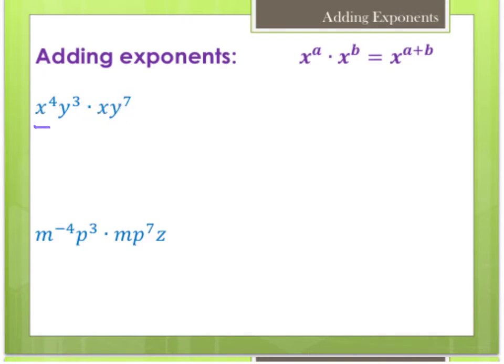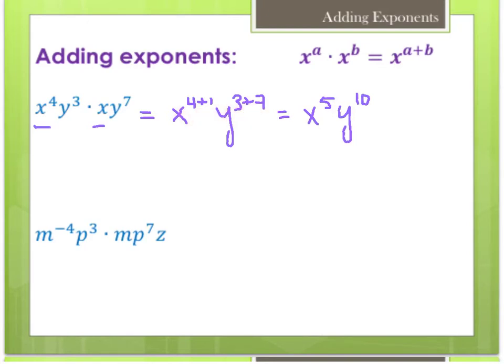So my like terms here are these guys. So that's going to be x to the 4th. The power on this guy is just 1, so when you don't see it, it's 1. And then I have y to the 3 and 7, so that's 3 plus 7. So that will simplify to x to the 5th, y to the 10th. Okay? Now you don't have to do this in between step. I'm just showing you what's going on.